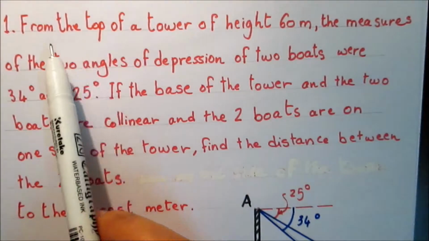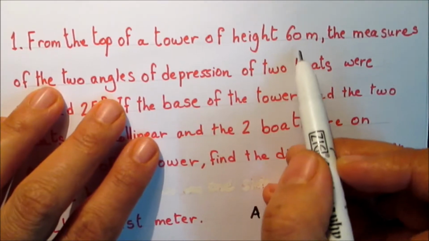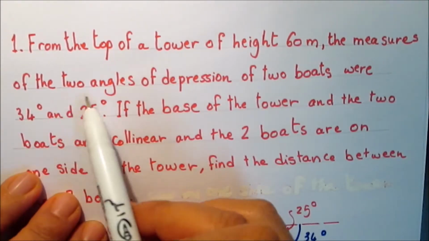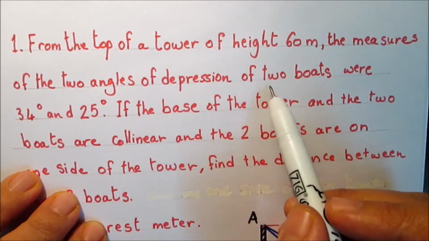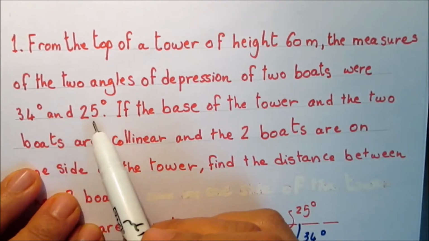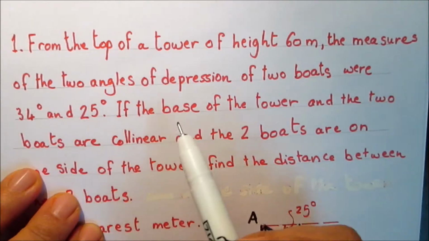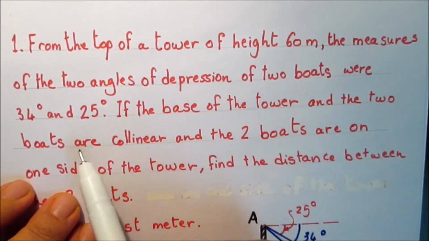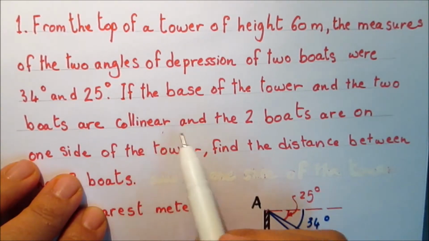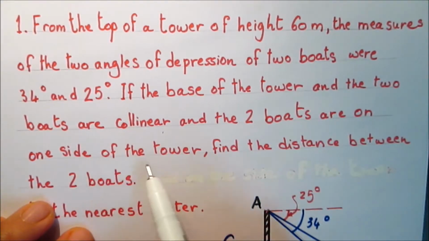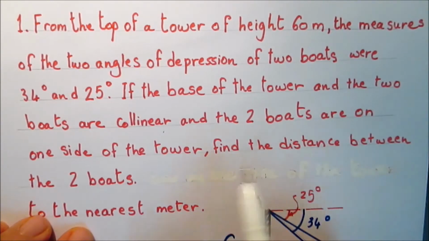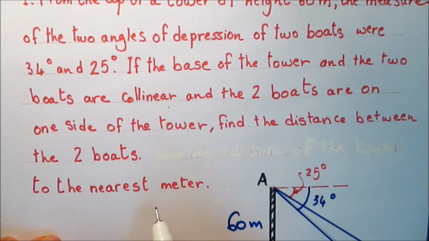Now example 1. From the top of a tower of height 60 meters, the measures of the two angles of depression of two boats were 34 degrees and 25 degrees. If the base of the tower and the two boats are collinear and the two boats are on one side of the tower, find the distance between the two boats to the nearest meter.